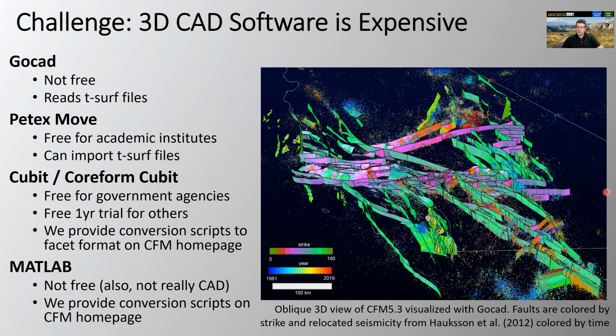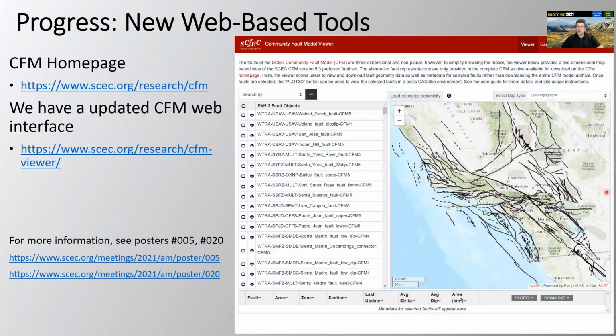So what are we going to do to get more people to use the CFM? Well, what we've done is we've developed web-based tools along with the SCEC IT and software group. These tools allow anybody that has a web browser and an internet connection, or even a phone or a tablet, to view the community fault model in map view, and as you'll see in a minute, in 3D, which is really cool. So I encourage you to check out these web tools.